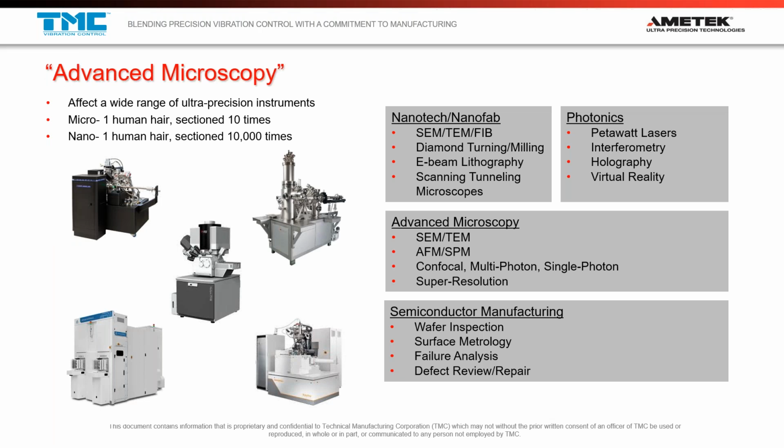So we use a term that's very broad. It's called advanced microscopy. And when we're talking about advanced microscopy, we're talking about a wide range of ultra precision instruments. There's a lot that are commercially available. Companies like Thermo Fisher and Applied Materials and Carl Zeiss and Tescan and Hitachi. These are all making scanning electron microscopes or transmission electron microscopes or focused ion beam microscopes. But we're also talking about other types of microscopy like multiphoton and confocal microscopy. We're also talking about semiconductor manufacturing and wafer inspection tools.